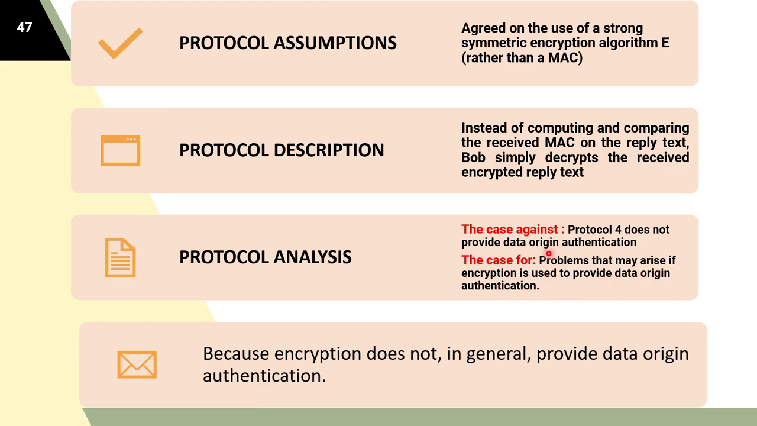Data origin authentication is possible with the help of the MAC. Encryption does not in general provide data origin authentication, whereas a MAC does. That is the problem with protocol 4. So this is the information regarding the four candidate protocols. Is it clear now? In the next video, I'll explain the remaining protocols. Is it okay? Thank you.